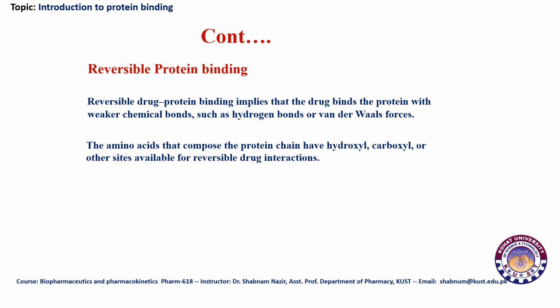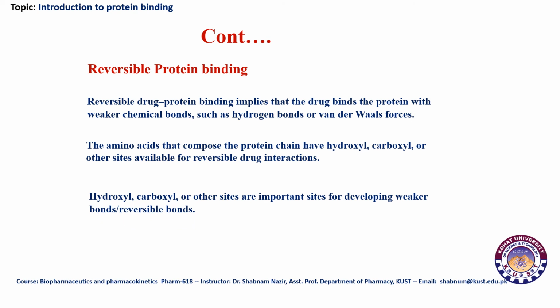Basically, whenever the drug is not making a reactive intermediate, the usual sites for possible interaction with proteins are hydroxyl, carboxyl, or other sites, which are the hallmark characteristic of the amino acid groups within the proteins. They are usually available for drug interaction with the proteins, which is reversible. So hydroxyl, carboxyl, or other sites are important sites for developing weaker, reversible bonds.